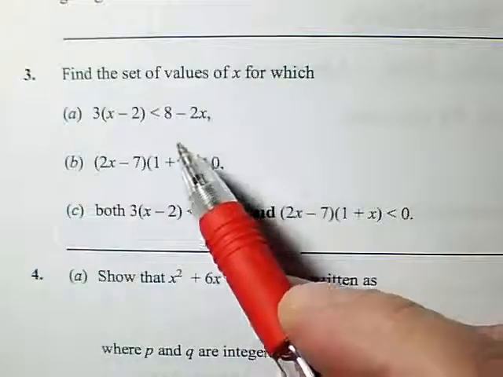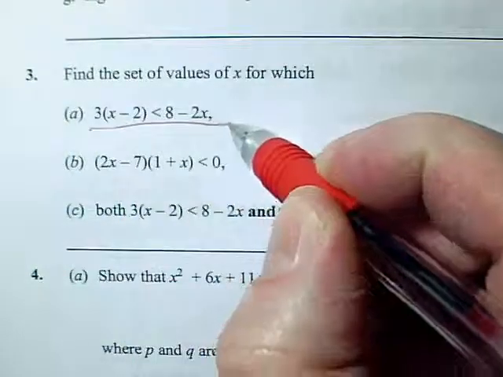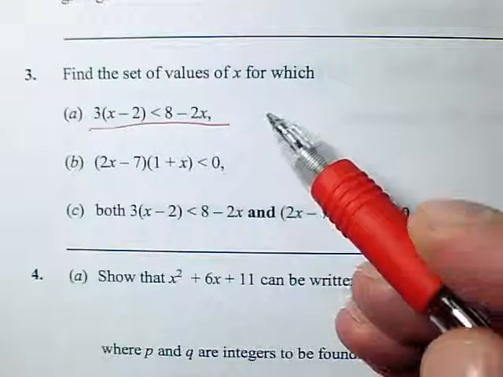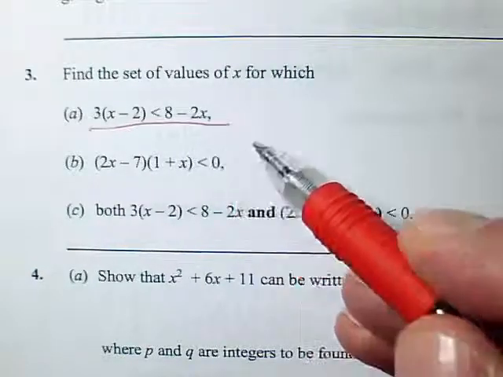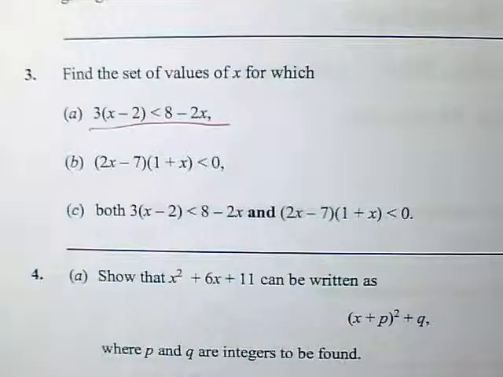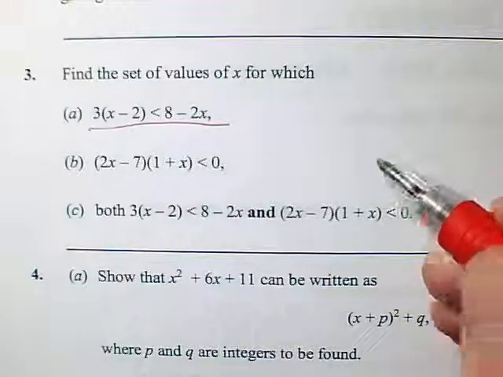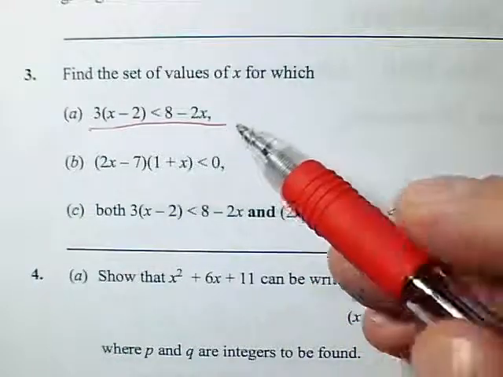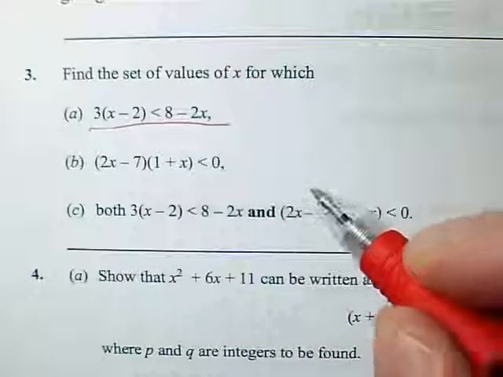Okay, inequalities question. The first one, just multiply everything out. This is a linear inequality. All you need to do is get the x's on one side, the numbers on the other side, and divide. Be very careful. If you're dividing by a negative, you'll have to flip the inequality sign. May not happen, but bear that in mind in case it does.